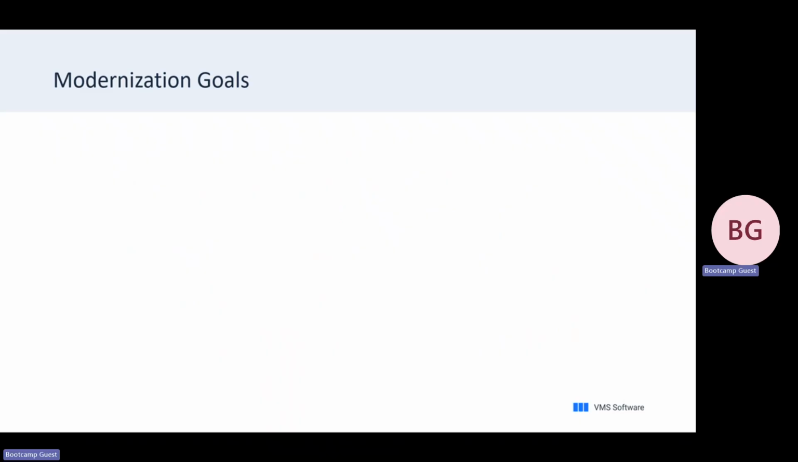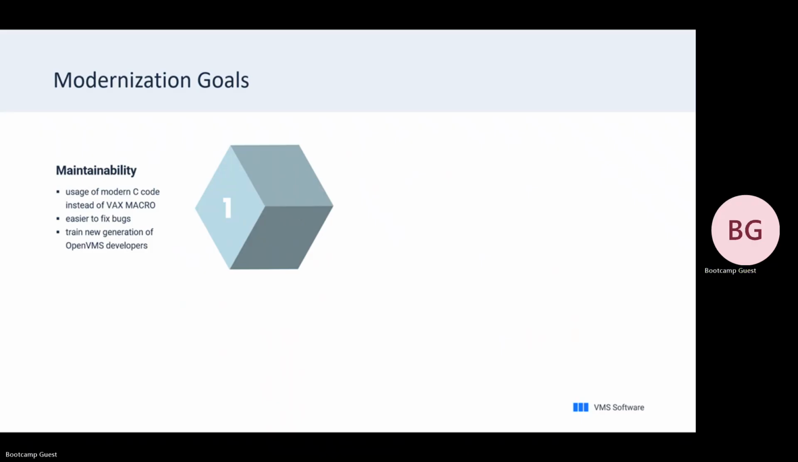So what do we want to achieve with this modernization procedure? First of all, we want to be maintainable. We want to use the C language, which is a more maintainable and more portable language compared to VAX macro, in which many drivers are written. VAX macro is basically used for backward compatibility, so we don't want to add new features in VAX macro. We want to have a C code base of drivers, which is easier for us to fix bugs in, and of course, to train the new generation of OpenVMS developers.